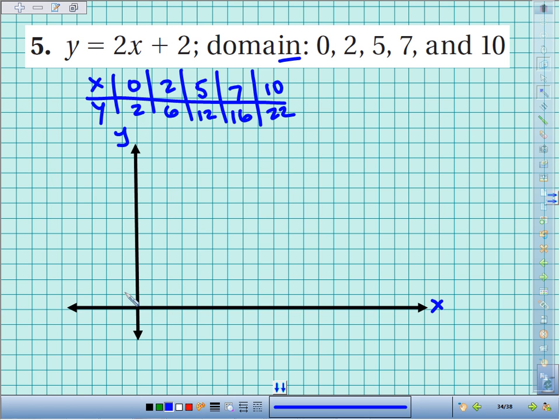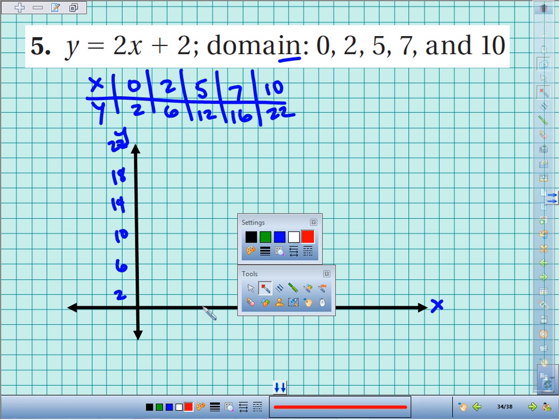go by 2's. So I don't have to label every 2. I'm going to label every other, but they're counting as 2's. 2, 4, there's 6, 8, there's 10, 12, 14, 16, 18, there's 20, and there's 22 right there. If I don't label anything on an axis, it just implies that each box is worth 1. So let's start plotting our points.